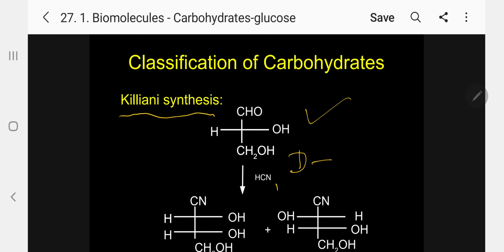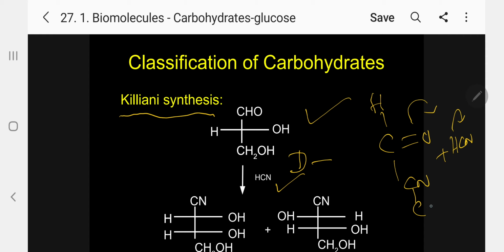First, addition of HCN. When you add HCN, what will happen? Kindly follow, there is a CHO group here. If you add HCN, the CHO will be converted into CH(OH)CN. Kindly follow, this is the product formed. So additionally, one asymmetric center is produced. The second possibility is OH on the left-hand side.